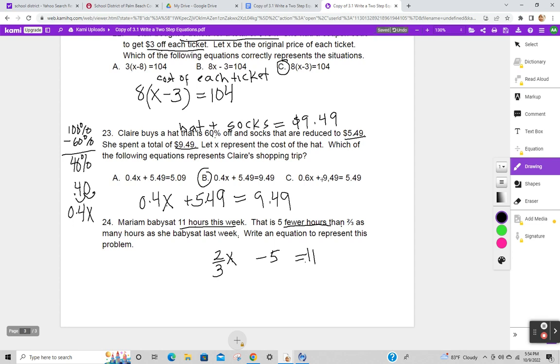Now, if I solve this equation, I will be able to find out how many hours exactly she babysat last week. But we're actually not going to solve this equation. In this lesson, we were just focused on writing the equation. And this concludes this lesson on translating word problems into equations.